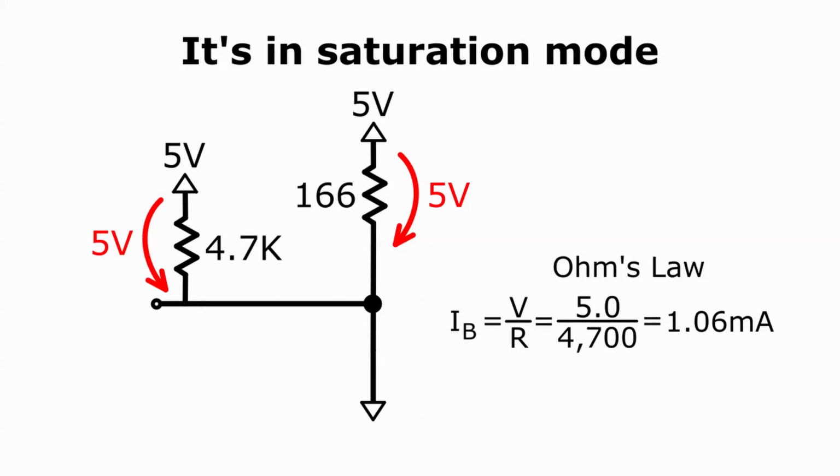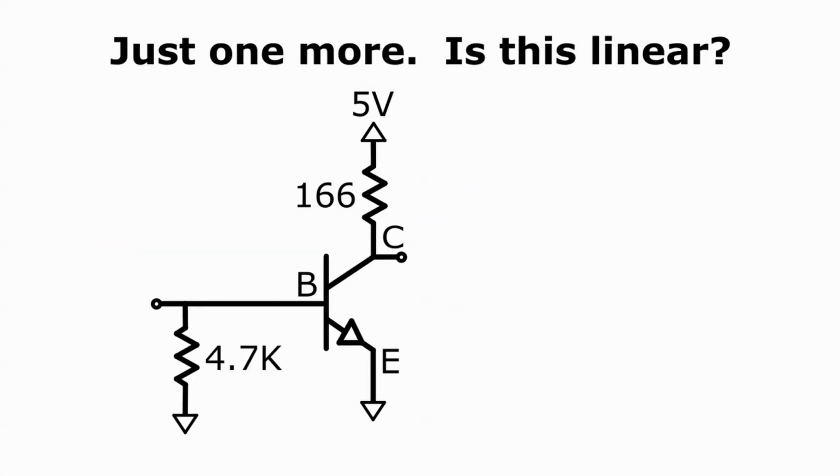The base current is 5 volts divided by 4,700 ohms, which is a little bit more than 1 milliamp. The collector current is 5 volts divided by 166 ohms, or 30.1 milliamps. Let's do one last example.